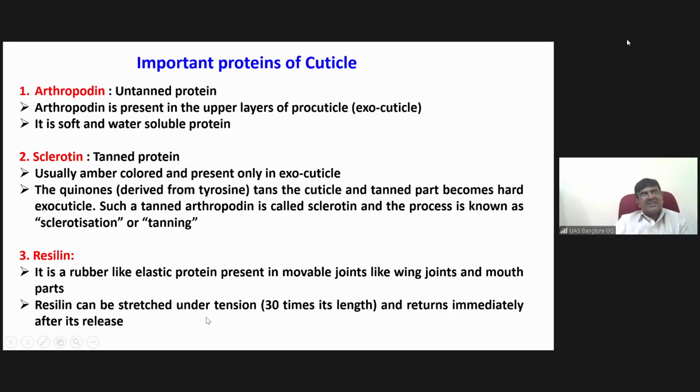So this can be stretched 30 times of its length. Under tension, it can be stretched 30 times of its own length. After that, it can come back to its original position once released.